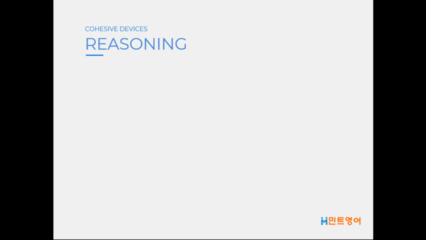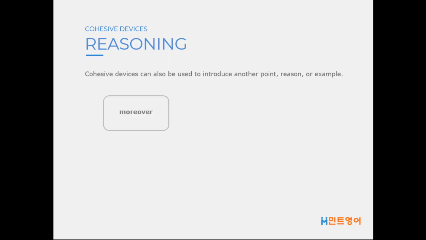It is required in almost all parts of the test to give details and examples, but using the same cohesive devices repetitively is discouraged. These words can be used to introduce another point, reason, or example. Moreover, in addition, and on top of that, are cohesive devices often used when adding details and examples.